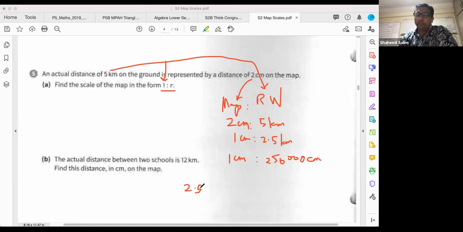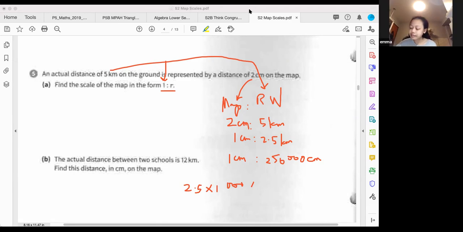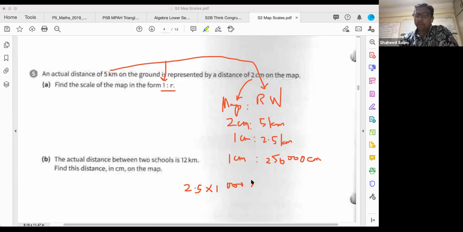You have to times from km. You want to change to meter, times 1,000. 3 zeros. And then from meter to cm, you times another 100. Remember? So you should get 250,000. You must not be confused by this. Km to meters, times 3 zeros, and then meters to cm, 2 zeros. So 5 zeros, you shift. Let's see whether it's true. 1, 2, 3, 4, 5. There, just nice. 250,000.